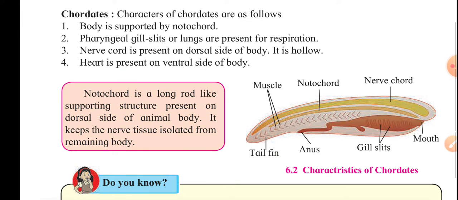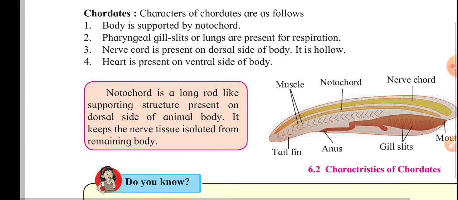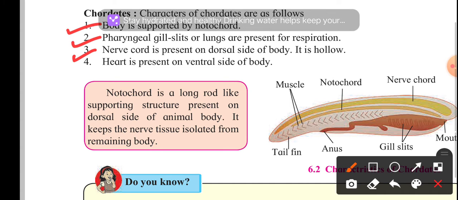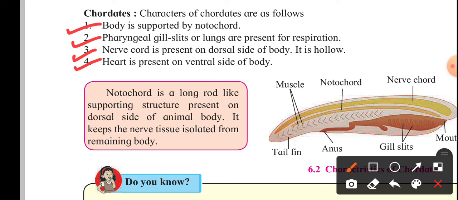Chordates, the characteristics of the chordates are as follows. Body is supported by the notochord, meaning they have a notochord in their body. Then pharyngeal gill slits or lungs are present for respiration. Nerve cord is present on the dorsal side of the body. It is hollow. Heart is present on the ventral side of the body. Notochord is a long rod-like supporting structure present on the dorsal side of the animal body. It keeps the nerve tissue isolated from the remaining body.